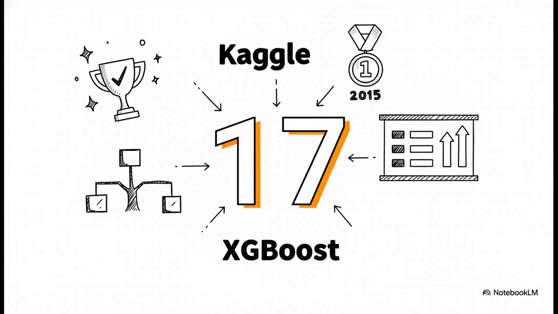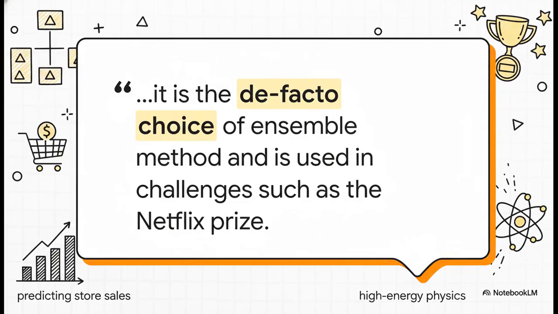And look, you don't have to take my word for it. Let's look at the scoreboard. Back in 2015, on Kaggle, which is basically the Olympics for machine learning, 17 of the 29 winning solutions used XGBoost. I mean, come on. That's not just a popular choice. That is absolute total dominance. It just became the default weapon for anyone who wanted to win. As the original paper itself says, it became the de facto choice of ensemble method. This wasn't some toy algorithm stuck in a lab. This was a battle-hardened system being used by the best in the world to solve the hardest problems out there.